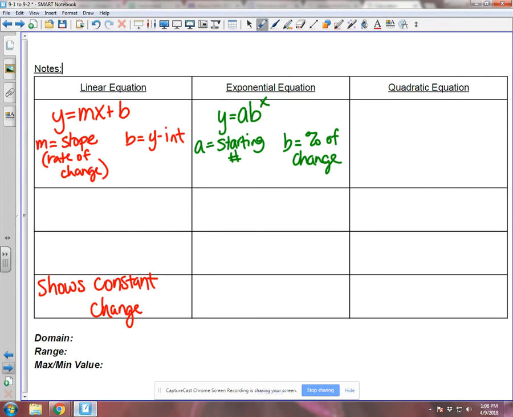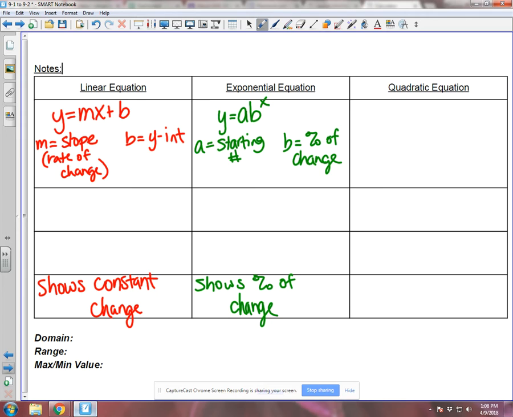Shows percent of change. And I've reiterated this to you a lot. Remember when we double things or triple things, that is percent of change. Because if I double 100%, where is it now at? 200%, right? What about taking half of something? What percent would that leave me at? 50%. Great.